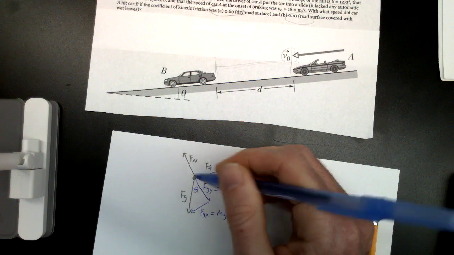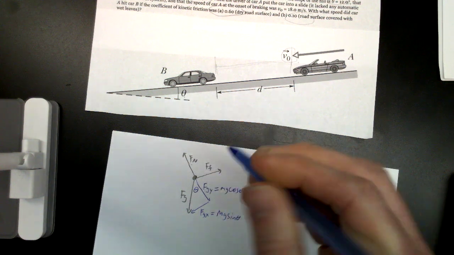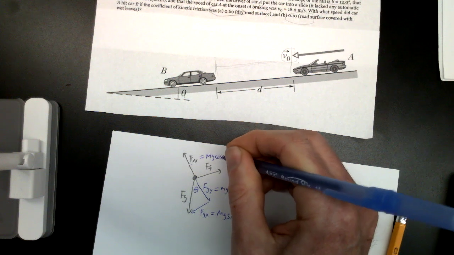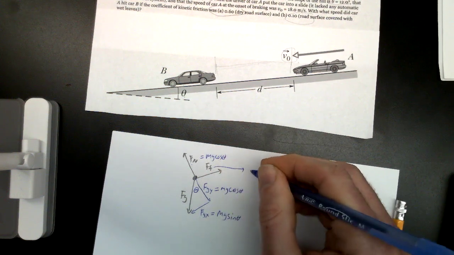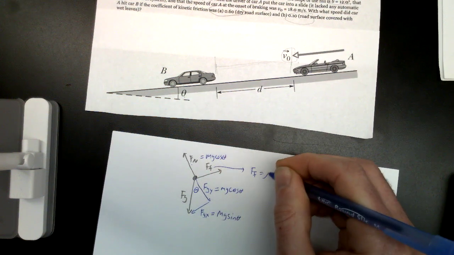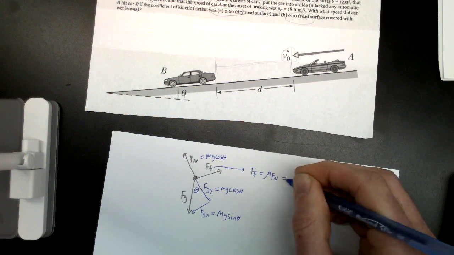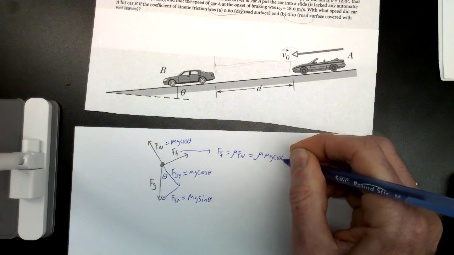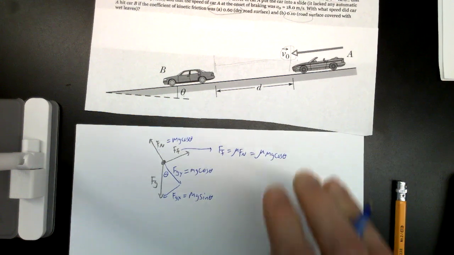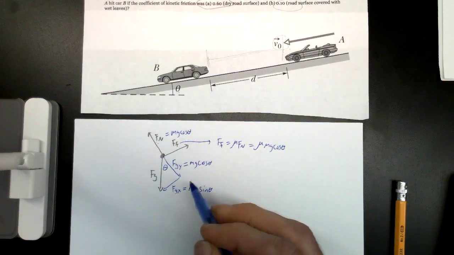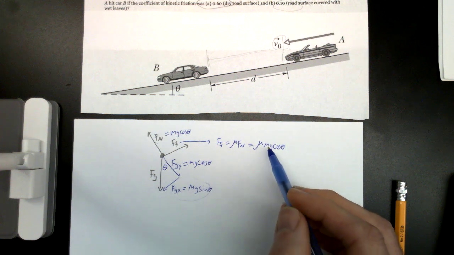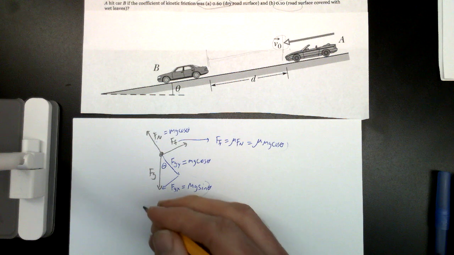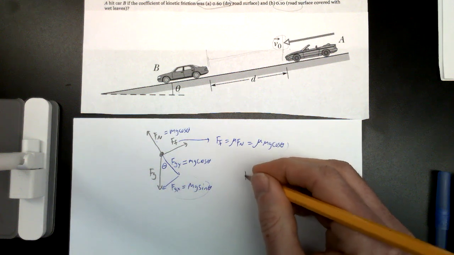Good. The normal force has to balance out this Fgy. So this is also going to be mg cosine theta. And then the friction force is mu times the normal force. So it's mu mg cosine theta. And the acceleration of the car is really kind of a battle between the mg sine theta and the mu mg cosine theta.